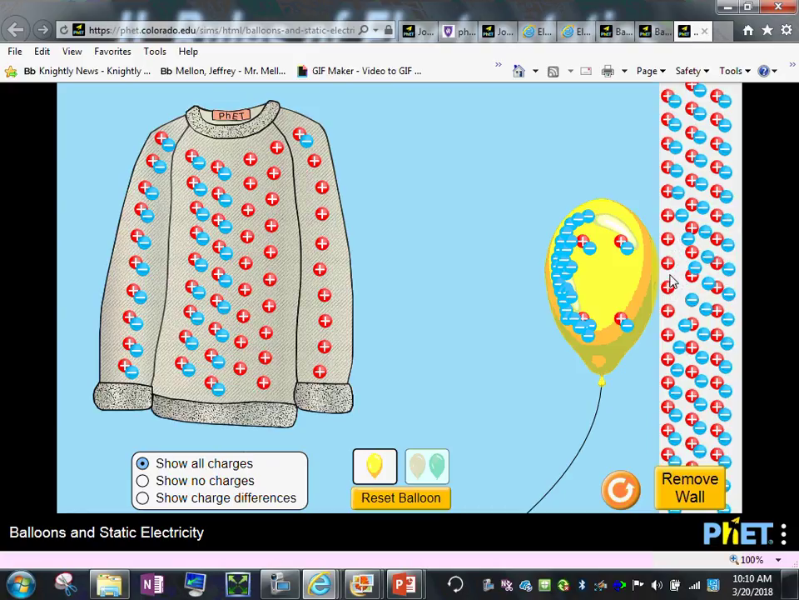Now why is it sticky? Well, these opposite charges, the positives from the wall, are attracted to the negatives of the balloon, and that's why it's being stuck to the wall.